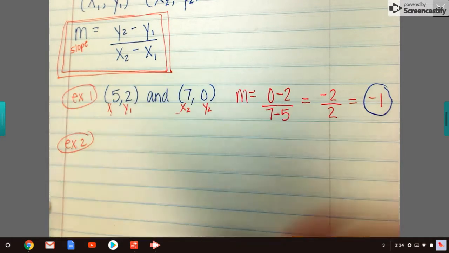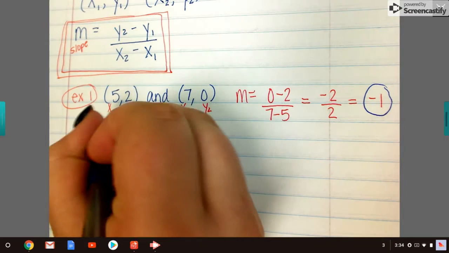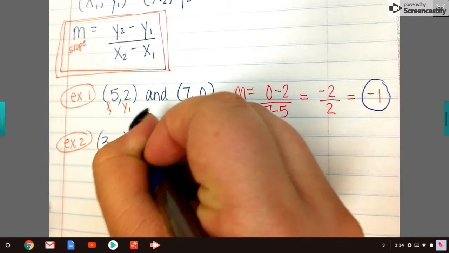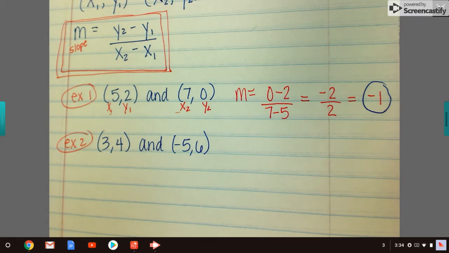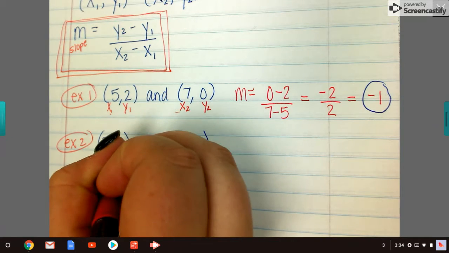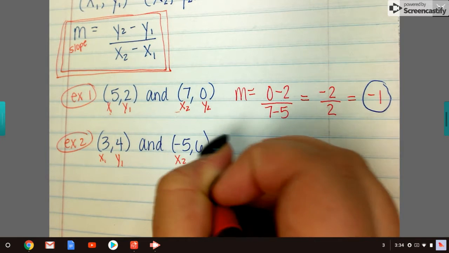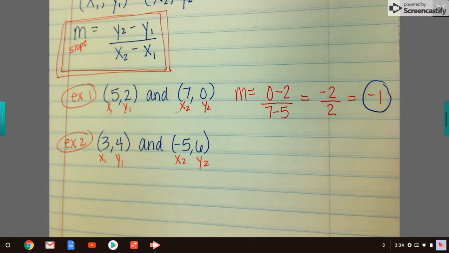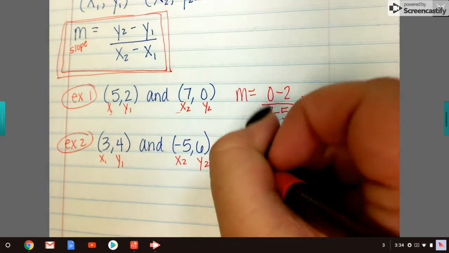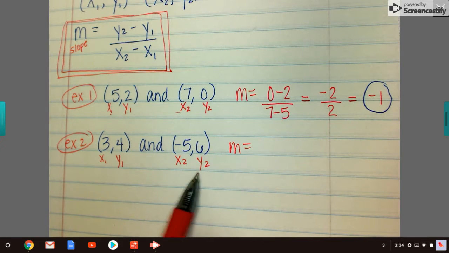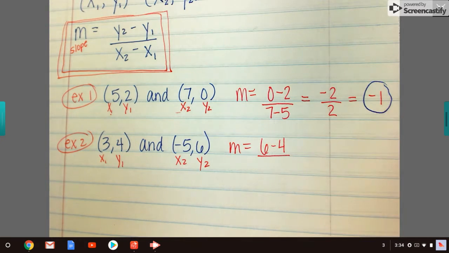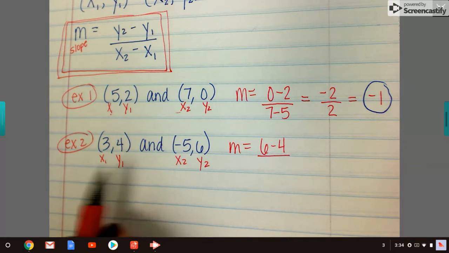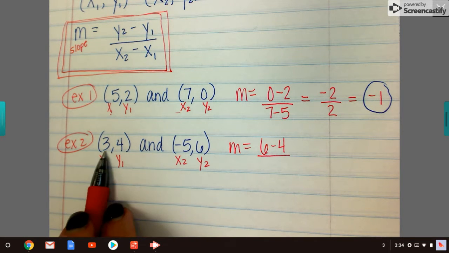All right, example 2, here we go. We've got 2 points, (3, 4), and (negative 5, 6). So again, label what our points are, x1, y1, x2, y2. And let's see, m equals y2 minus y1, so 6 minus 4. And on the bottom, x2 minus x1, so negative 5 minus 3.